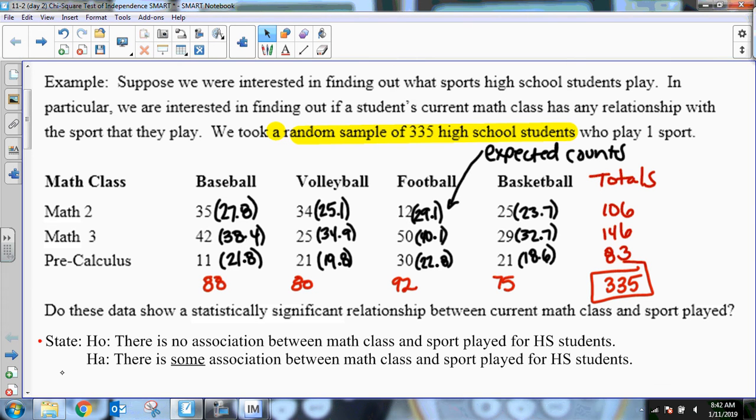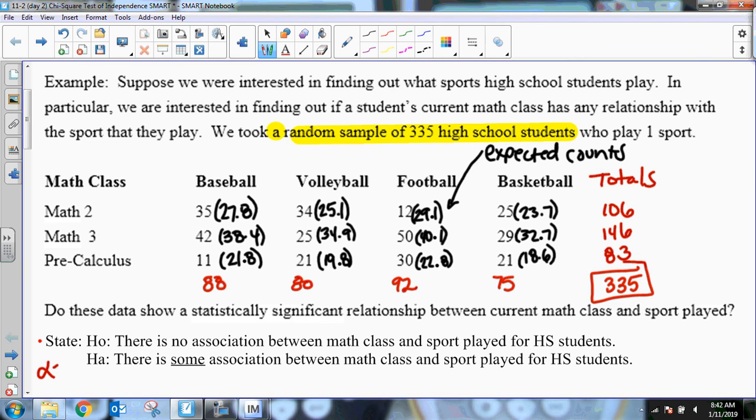Our null hypothesis: there is no association between math class and sports played for high school. So we're basically saying, yeah, they have nothing to do with each other. For the alternative, though, we're trying to show that there is a relationship. So we're saying there is some association between math class and sports played for high school. I just use the word "some," saying there just is a little bit.